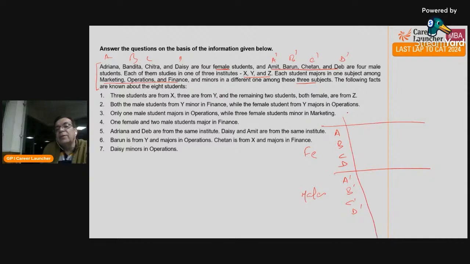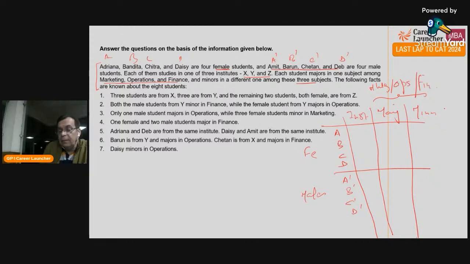First thing, we need to find which institute do they belong to. So that's one variable. Then the second variable is what is the major they have and what is the minor they have. And the majors and minors both of them have to be from marketing, operations, and finance. Okay. So this is what we need to do. So table again, another table that we need to make out here.